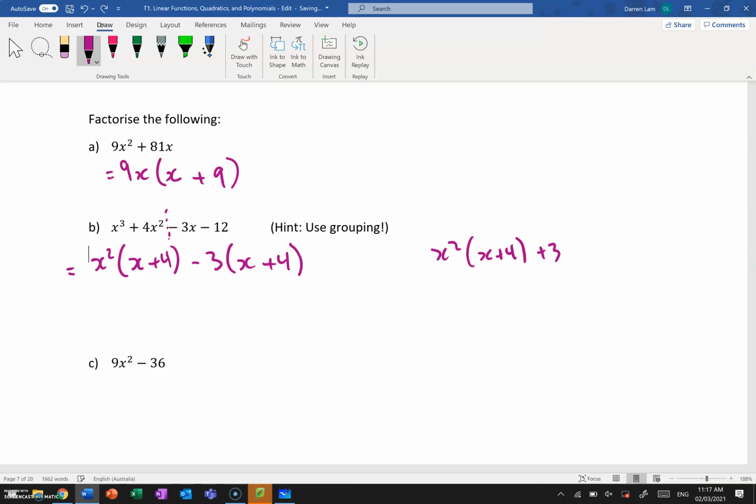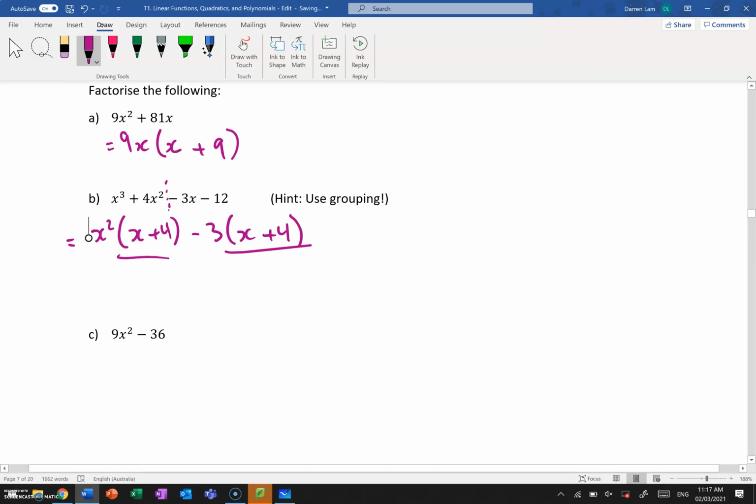And really, some of it's going to be trial and error. That's fine if you get it wrong. So let's get rid of that. And we've got x plus 4 being the same on both terms, right? What we're going to do is say that because these are the same, I'm going to take that out as a common term. Same as what we did before. Take it out. So I'm going to divide both terms by x plus 4.